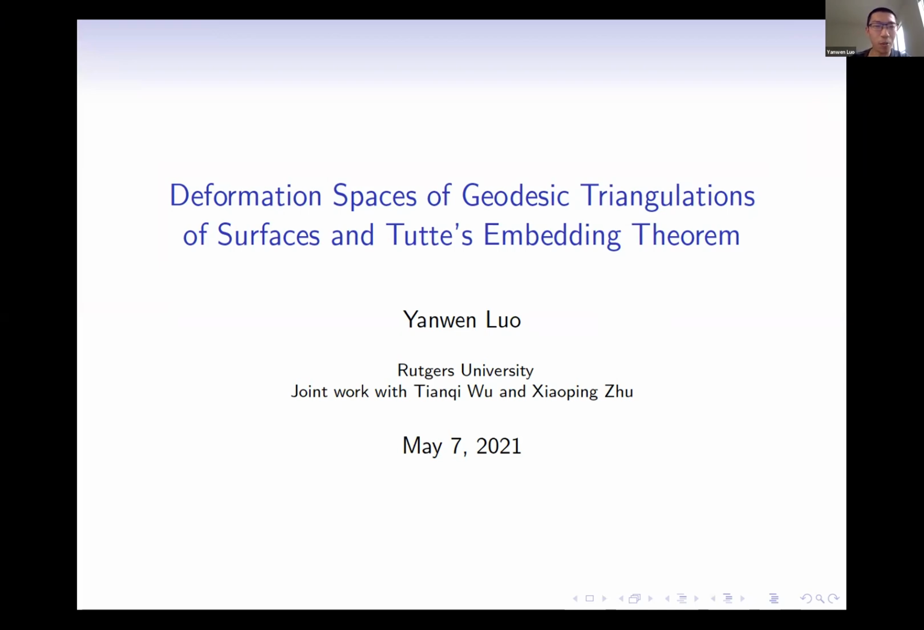This is again joint work with Tianqi and Xiaoping, but this time we're going to talk about something else. This is a recent work, and the topic is what we call the deformation space of geodesic triangulation on surface. We also build the connections between the space and one of the classical results in computational geometry, the Tutte embedding theorem. And after that, hopefully I can mention some of the applications of this result.